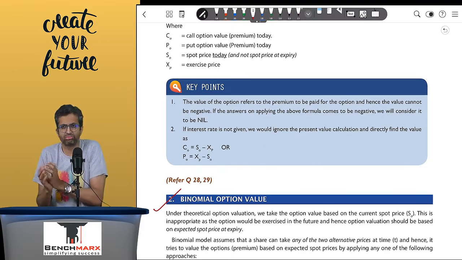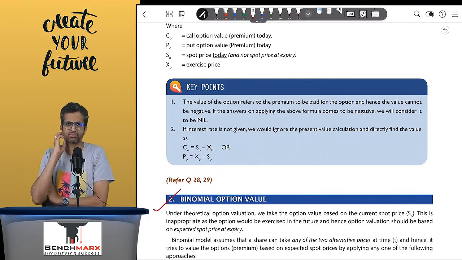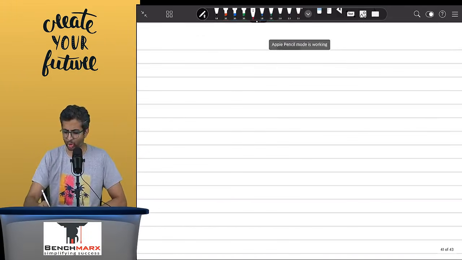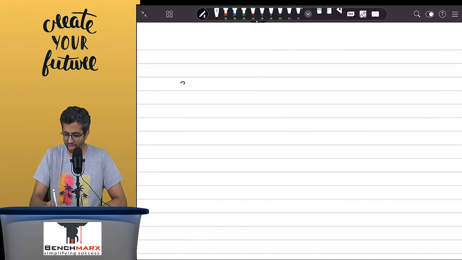So binomial in a way is best understood if you try to do it with, let us say, a numerical setup. So over here, let us say you have a share whose current spot price is, for example, 50.